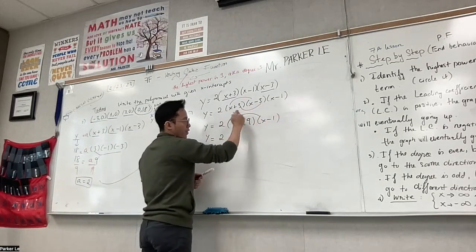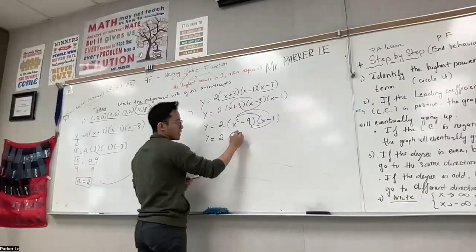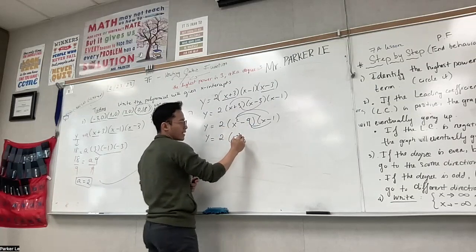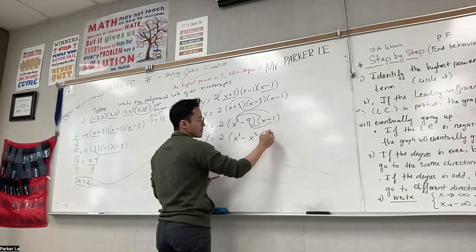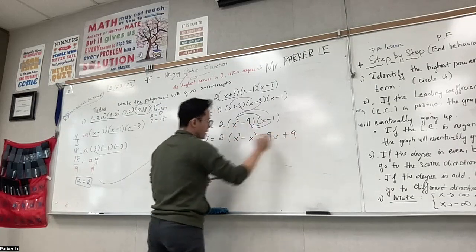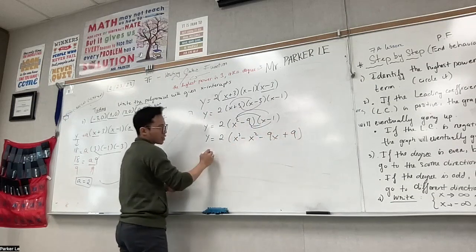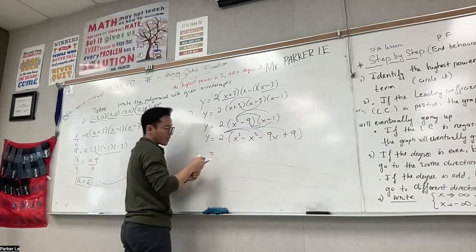Now you distribute, you FOIL this. x squared times x is x cubed, x squared times negative 1 is negative x squared, negative 9 times x is negative 9x, negative 9 times negative 1 is positive 9. Very good. And now you just distribute the 2 and you're done. That's it, the last lesson for this whole unit.